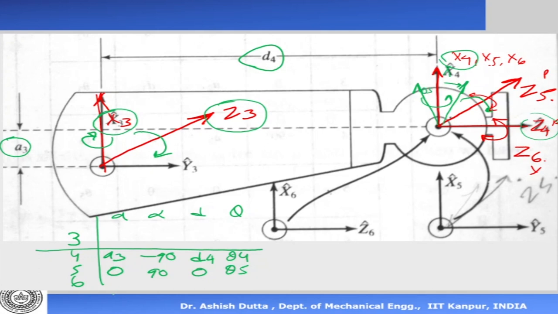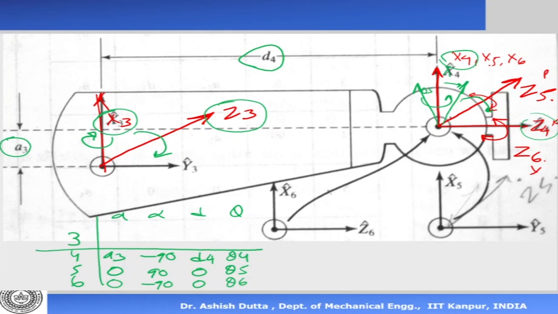Now what about the sixth axis? Now Z5 is rotated clockwise and it becomes Z6. So there is a minus 90 there now. Okay, and what about the distance? There's no distance between them because they're intersecting. What is the distance between the x-axes? Again, the intersecting axes, so there is no distance between them. And what is the angle? It is theta 6. Okay, so this is how we make a DH parameter table for this Puma robot.